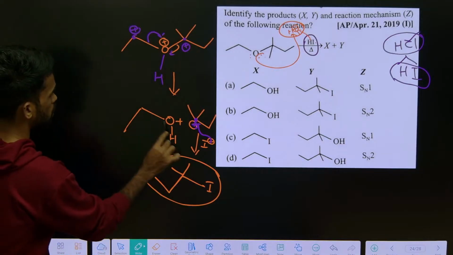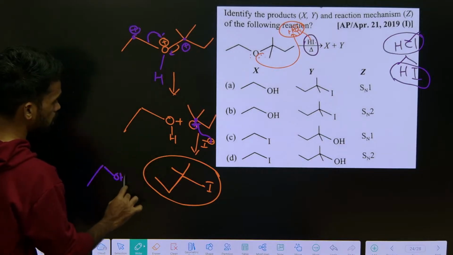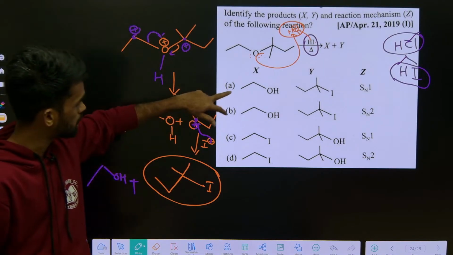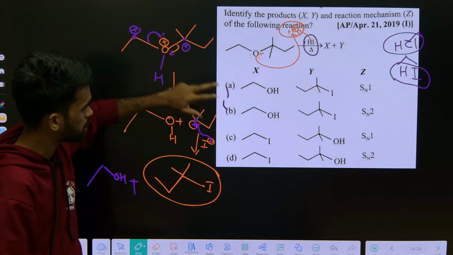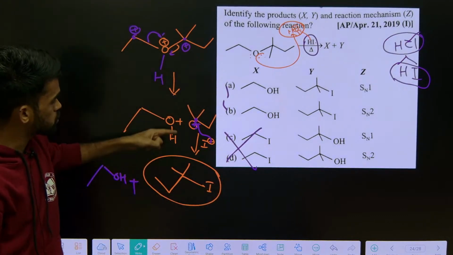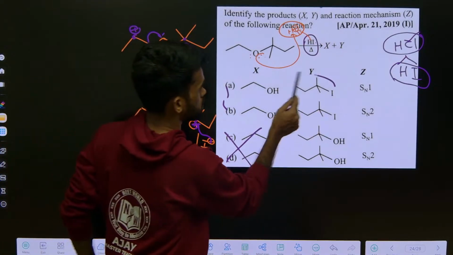So where do we have this kind of option? See, ethanol plus this kind of halide. So where do we have it? In these two cases we have ethanol. So remove the remaining two options. Next, look at these two options. Yes, these are the two options we have.